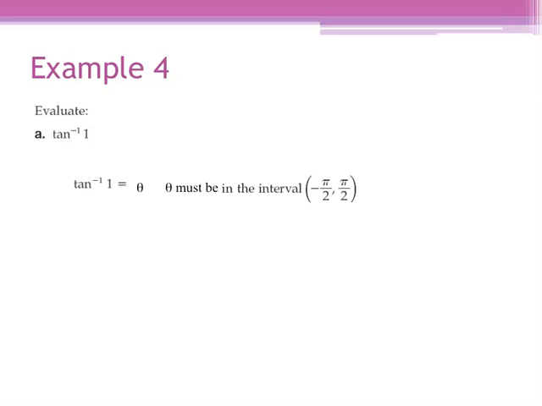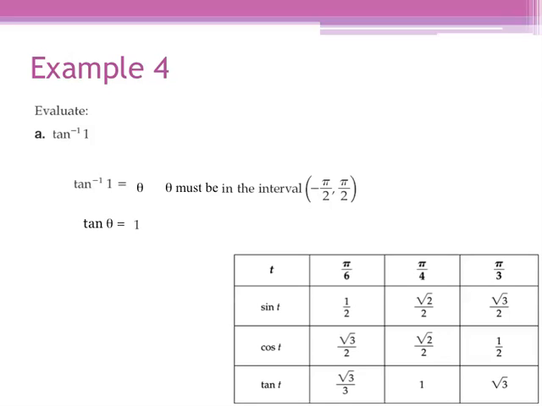Theta has to be between -pi over 2 and pi over 2. So tangent of theta equals 1. Look at the chart. Where is tangent of theta equal to 1? When theta is equal to pi over 4. Is pi over 4 within quadrants 1 and 4? Pi over 4 is in quadrant 1, so that's going to be our answer. Tan inverse of 1 equals pi over 4.